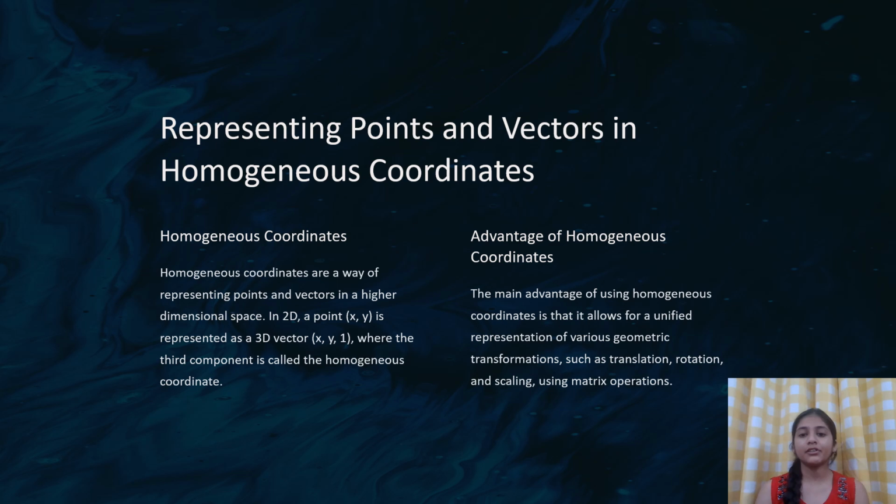And let's see the advantages of homogeneous coordinates. The main advantage of using homogeneous coordinates is that it allows for unified representation of various geometrical transformations such as translation, rotation, and scaling using matrix operations.